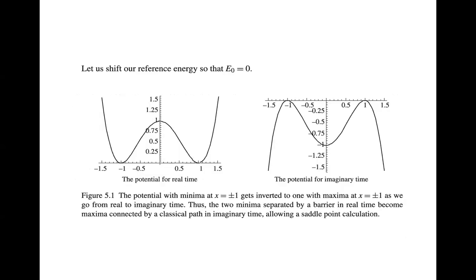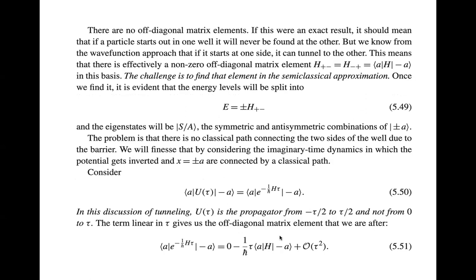So how do we do it? This is the evolution operator, the time evolution operator during the time period tau, the propagation from minus a to plus a. These are actually equal to each other.